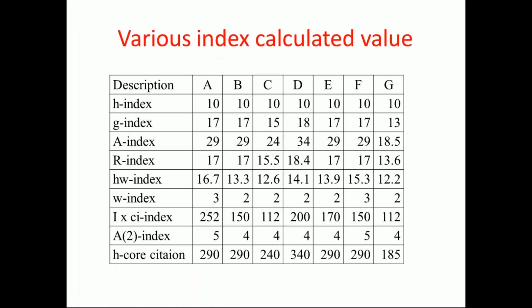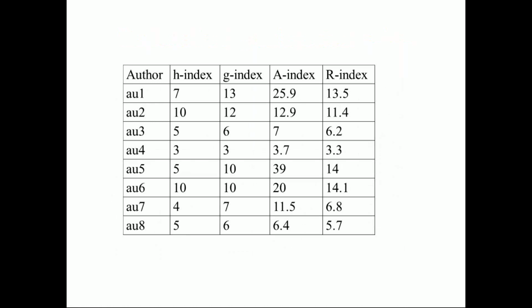Various indexes' calculated values are shown for the seven authors' papers that we have seen previously. You can find the H core citation and other things. You can find out which one is good by making use of this. You can find that person D has somewhat impressive performance on their publications. It is followed by A or B or E or F like that. I'm having H index, G index, A index, R index, and how to calculate the A index, G, R index. I already provided the formula and other things.